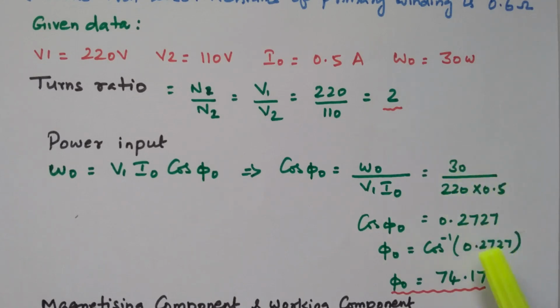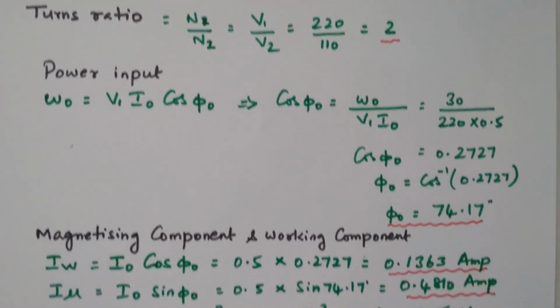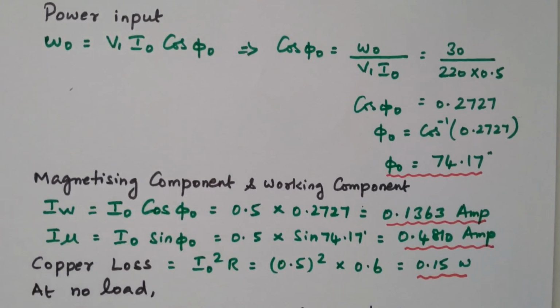By simplifying this we got cos phi naught equal to 0.2727. So phi naught equals cos inverse 0.2727, that is 74.17 degrees. So phi naught is the angle between current and voltage under the no load condition. That angle is 74.17 degrees. Now we need to find the magnetizing component and working component.